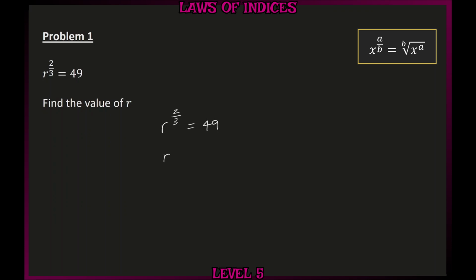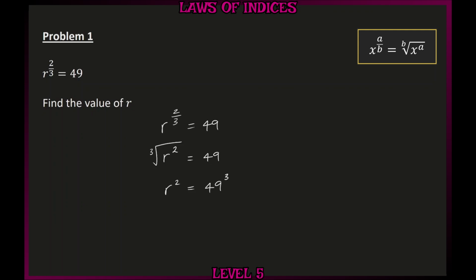So this means that r to the power of 2 over 3 is equal to 49 can be rewritten as r to the power of 2, cube rooted, is equal to 49. Now we can remove the cube root on the left hand side of the equation by cubing both sides, and this gives us r squared is equal to 49 to the power of 3, or 49 cubed.